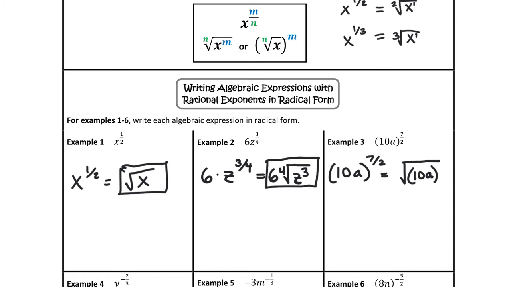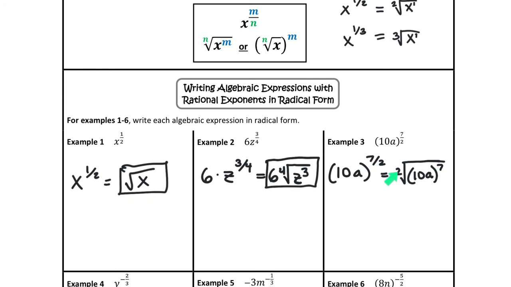Top number goes inside. And the bottom number goes in the front. So the top number, the 7, goes inside, and the bottom number goes in the front.